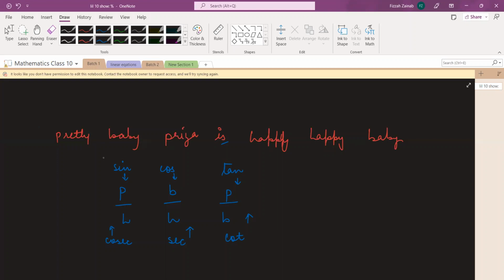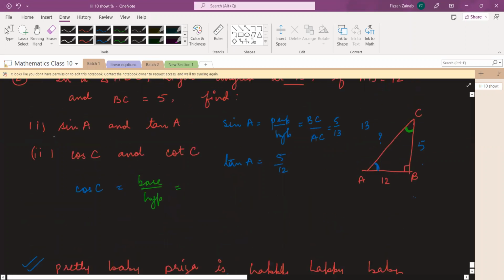Yeah, ma'am. Okay, so please write down. This will help you to remember. Now cos is base by hypotenuse, right? Because you are taking angle C, base will be BC, and hypotenuse is AC. Now base is 5 and this is 13, so 5 by 13. Now find cot C, all of you.